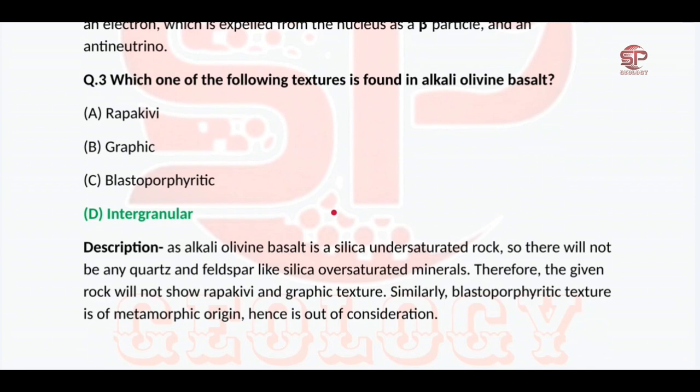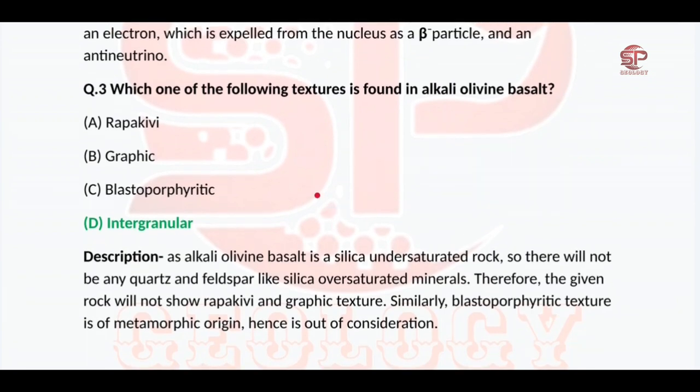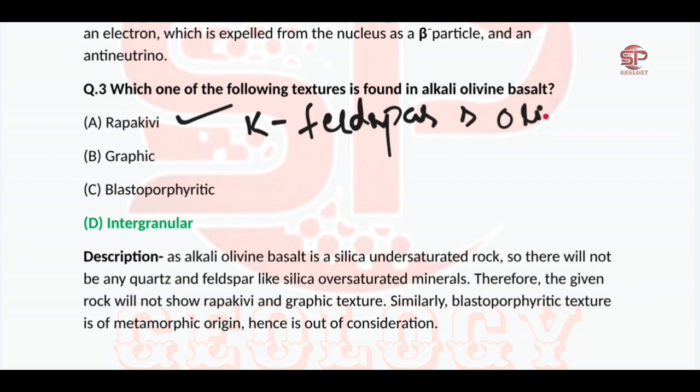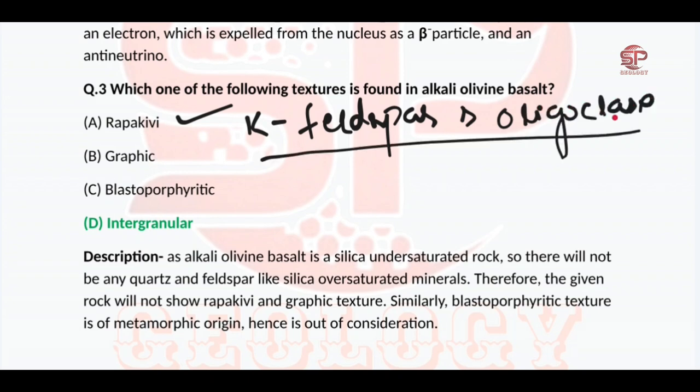And also, which of the following textures is found in alkali olivine basalt? So this is a question where you have to explore the options only. So rapakivi, it is between K feldspar and oligoclase. This is not the constituent of alkali olivine basalt.